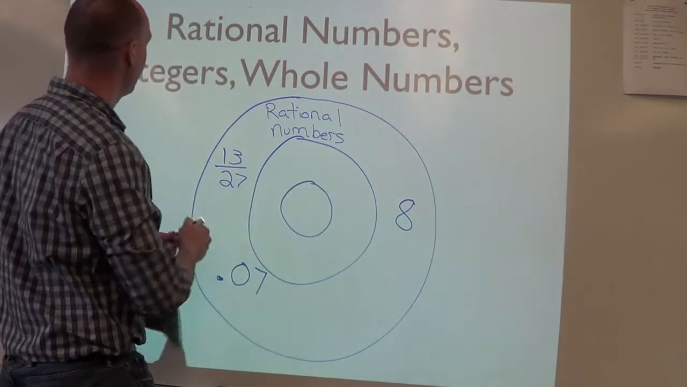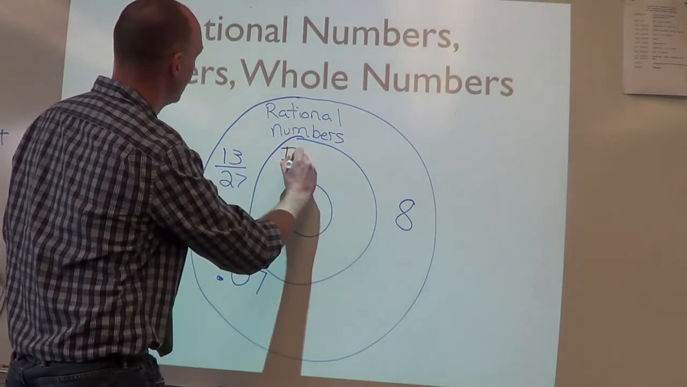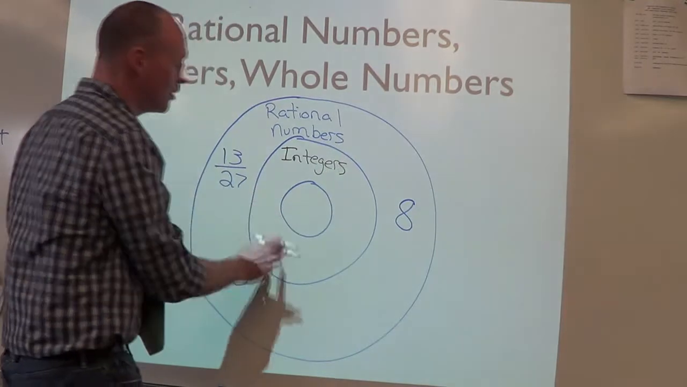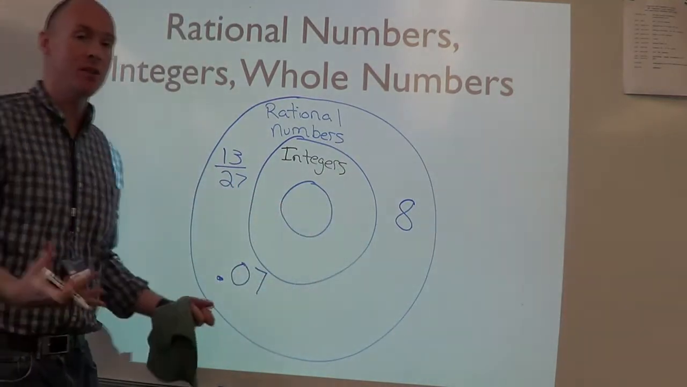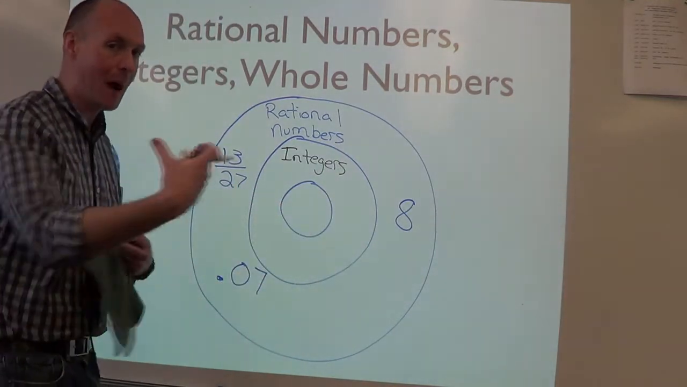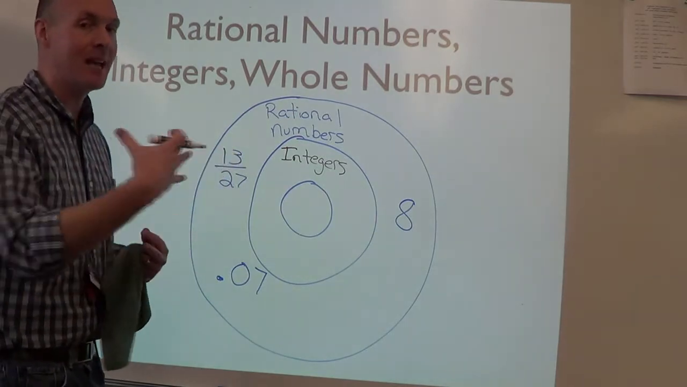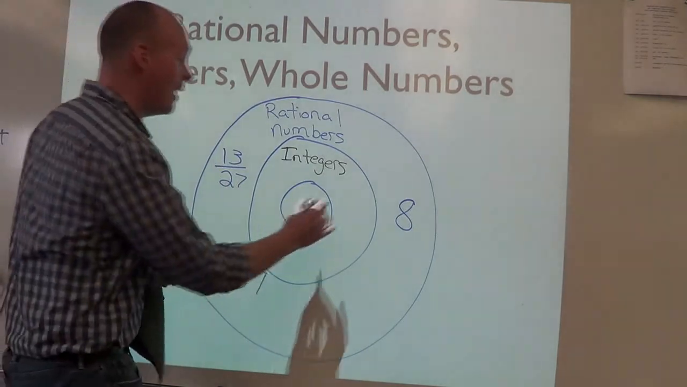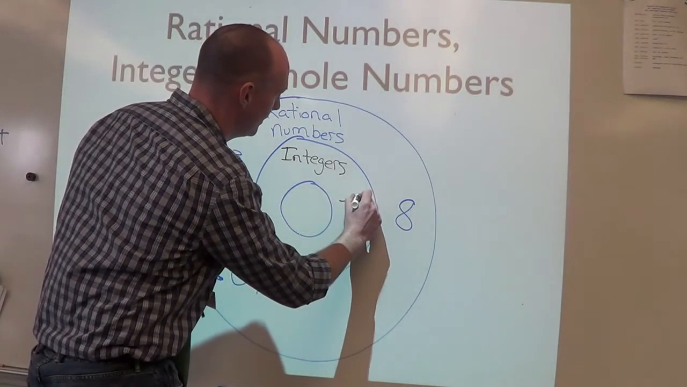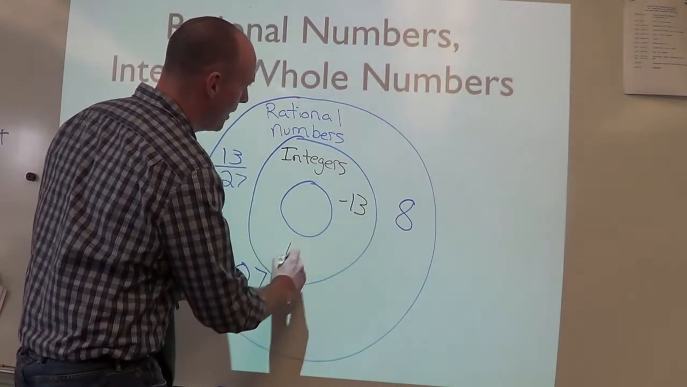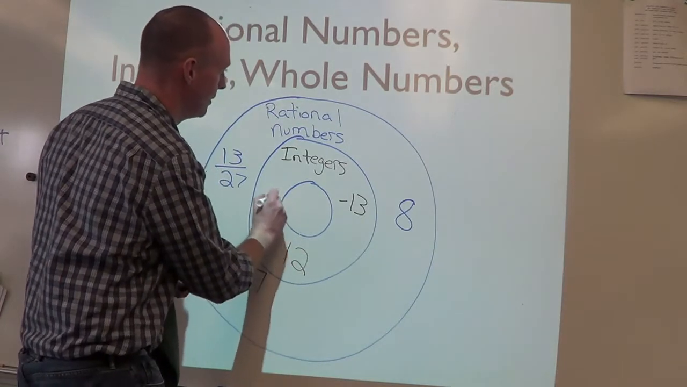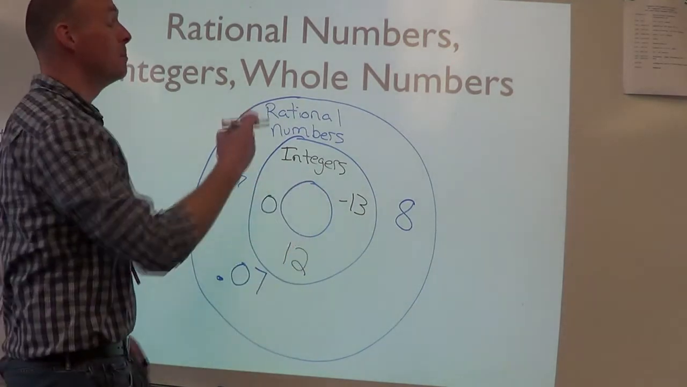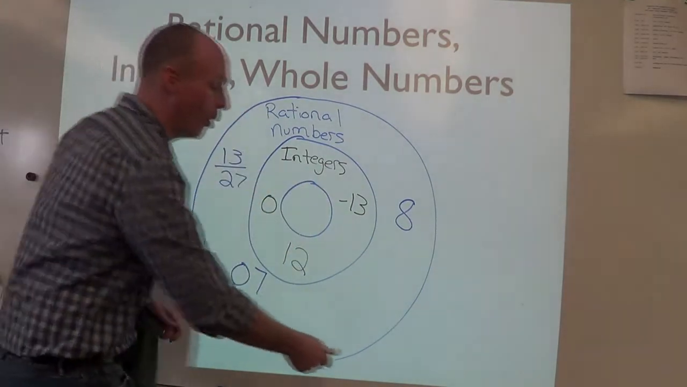So, your middle ring, I want you to label as integers. And then I want you to write down 3 examples of integers. Remember, integers, positive, negative numbers, and 0. No fractions, no decimals. I'll pick a -13. I'll pick 12, and I'll include 0. Those are my integers. Next, an even smaller set is our whole numbers.